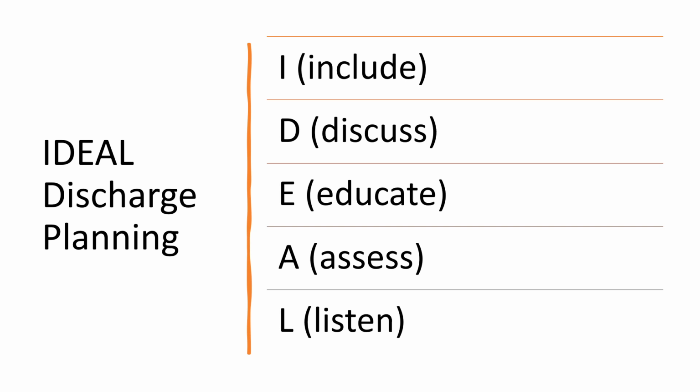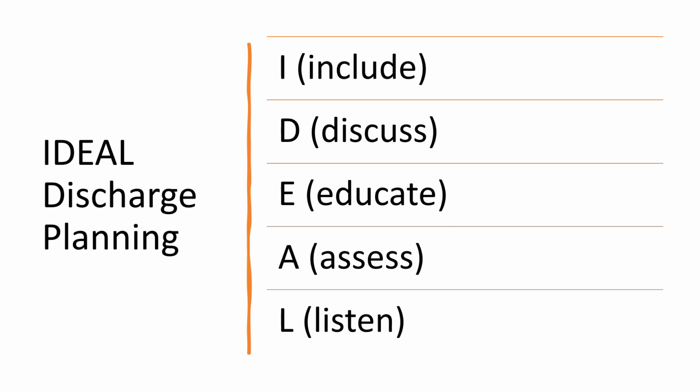The ideal discharge planning acronym includes the I, including the clients and the caregivers in the discharge planning. D, discuss 5 areas: medications, the home life, any warning signs, any test results, and when the client needs to have follow-up care provided. The E is for education.